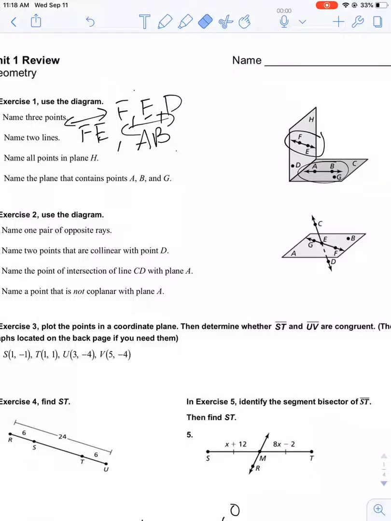Name all the points in plane H. Well, plane H is this one right here. All of your points are F, E, D.